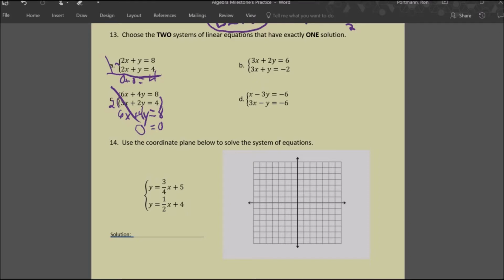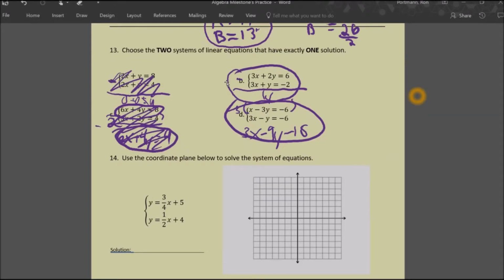We want one that has one solution. All right? So it says choose the two systems of linear equations that have exactly one solution. That'd be B and D. All right? Both of those would have one solution. And if you tried it, that would work. What you're looking for your answer to be no solution or infinite solutions is if the variables both cancel out. Then it's going to either be no solution or infinite solutions.